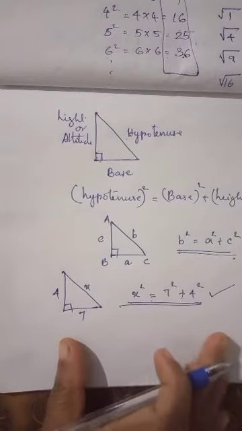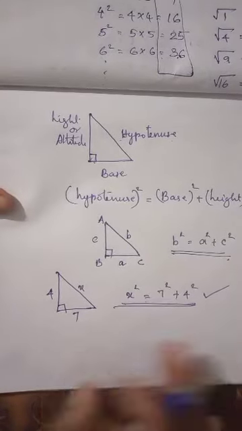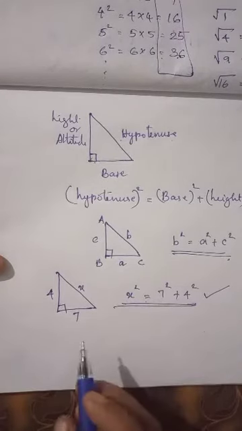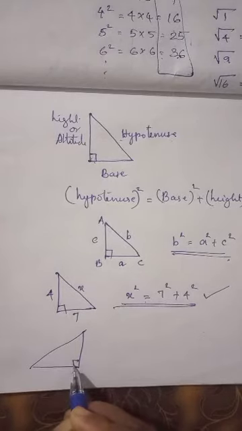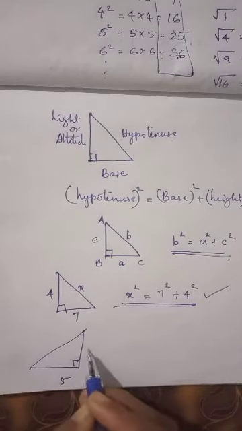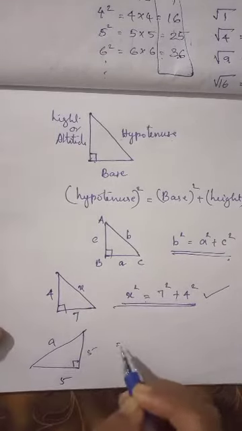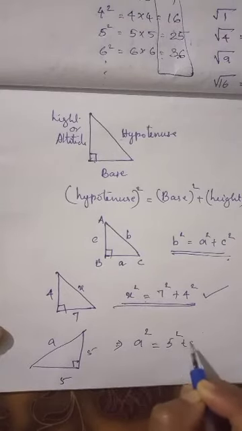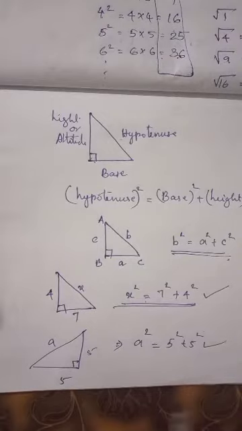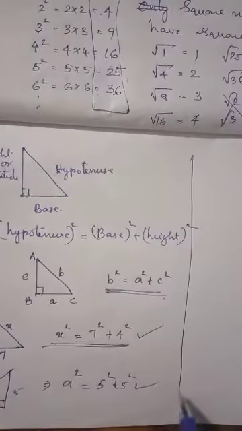So four questions are there like this, where you have to write the equations. Another one: a right triangle like this, right angle here, and this side is y and this side is y and this is a. For this we can write the equation as a square is equal to 5 square plus 5 square. This is the equation.